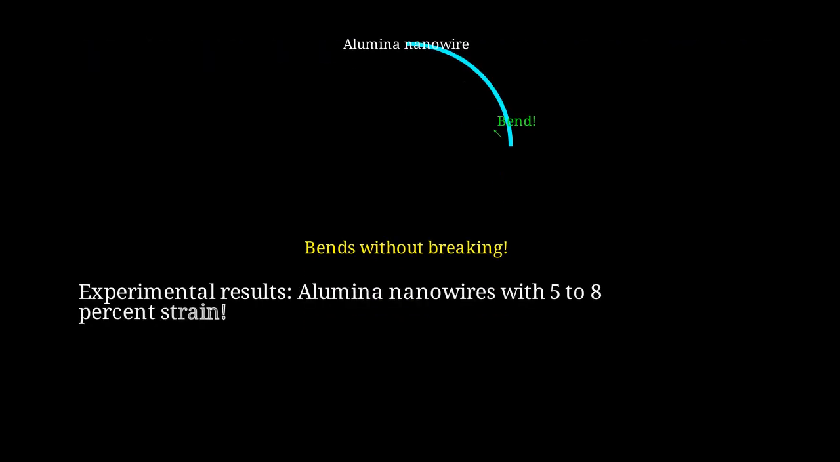Researchers have reported elastic strains of 5 to 8% in alumina nanowires before permanent deformation. Bulk alumina would fracture at strains of 0.1% or less. So what's the critical size below which this transition occurs? It depends on the material and the defect distribution.